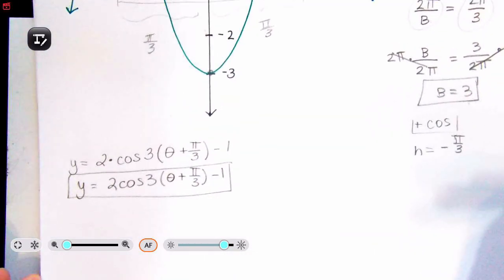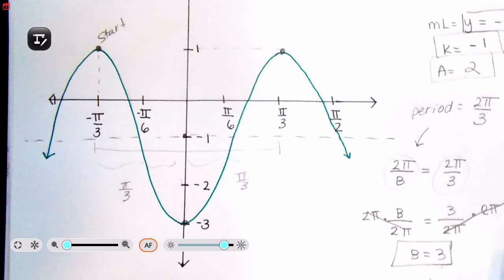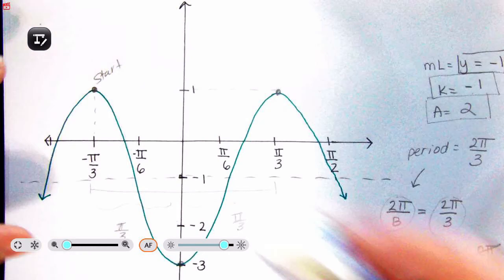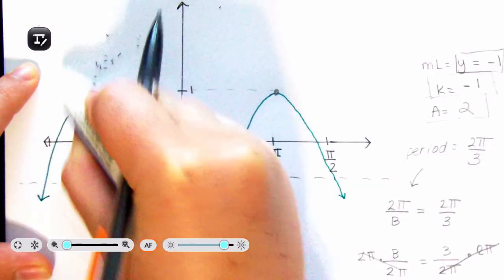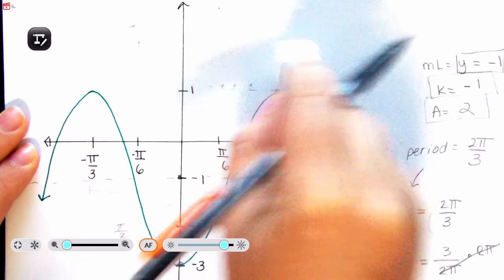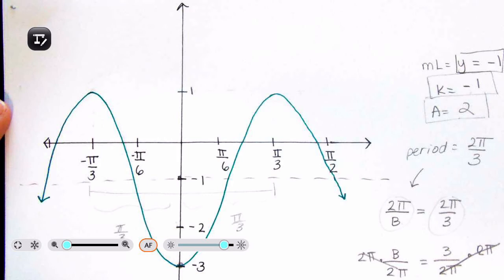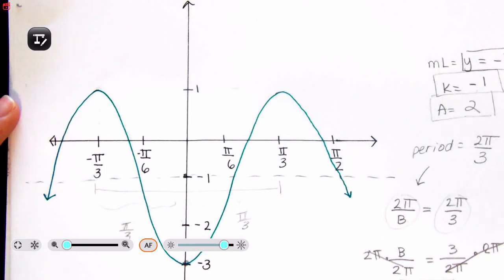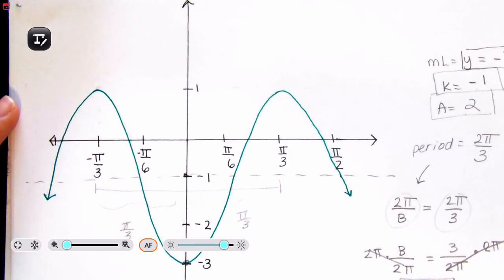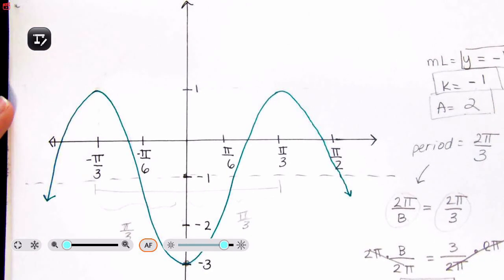Now, we still have to write the equation for a sine wave. So let's go ahead and erase our starting, because now our starting is going to be different. Remember, period's going to be the same, everything's going to be the same except your horizontal shift, or your phase shift. And what else is going to be different is obviously your sine, the fact that we are writing sine now instead of cosine.